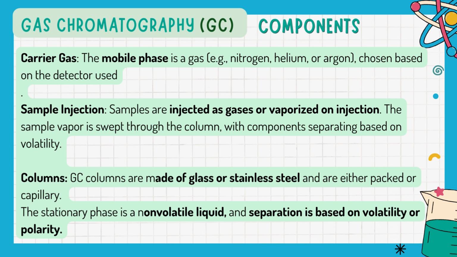And columns, GC columns, guys, gas chromatography columns are often made of glass or stainless steel, and either packed or capillary. And then the stationary phase is a non-volatile liquid, and separation is based on volatility or polarity.